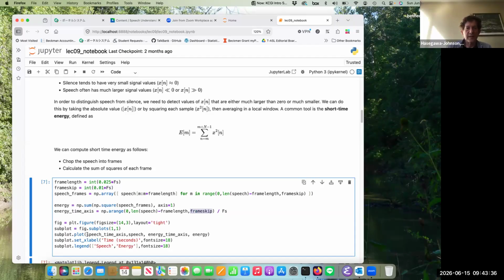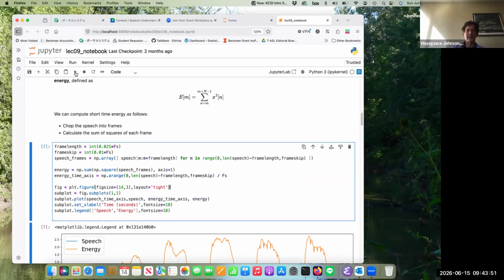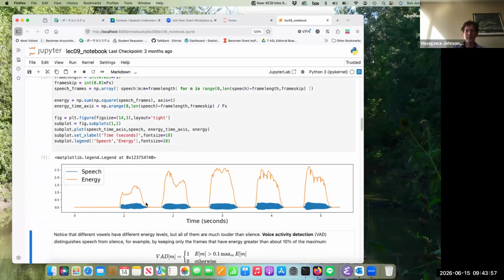And we'll plot the speech time axis and the speech, and then on the same axes, we'll plot the energy time axis and the energy. The speech time axis will be 8,000 samples per second. The energy time axis will be 100 samples per second. And we'll be able to see how the energy, this orange curve, basically matches the amplitude of the speech signal. It's scaled up, right? Because I took the sum instead of the average.